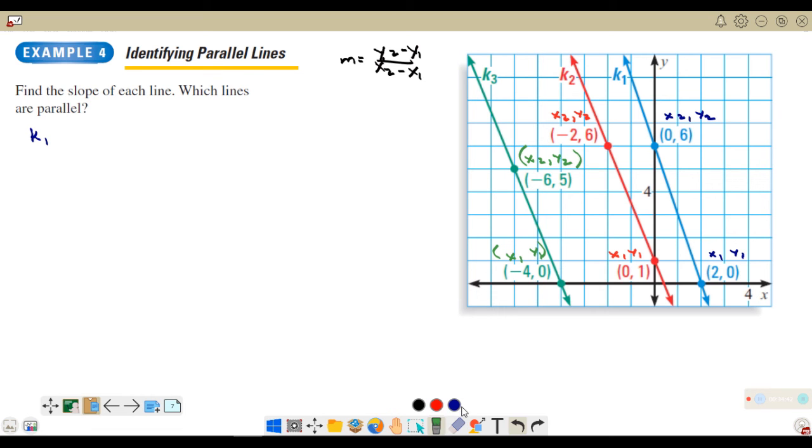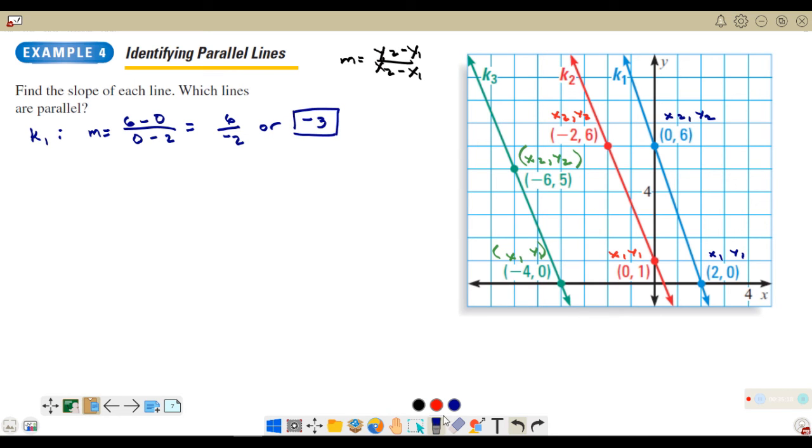Let's start with K sub 1. Si K sub 1, the slope is equal to y sub 2 minus y sub 1 over x sub 2 minus x sub 1. So, focus muna tayo kay y sub 2, which is 6, and then y sub 1 niya, which is 0. Sa denominator, we have x sub 2 is 0, x sub 1 is 2. This is equal to 6 divided by negative 2, which is negative 3.